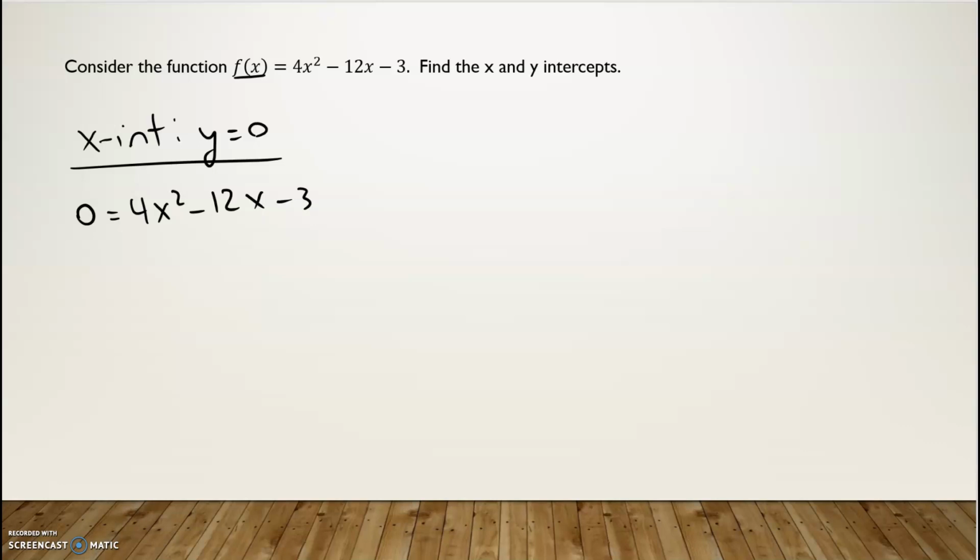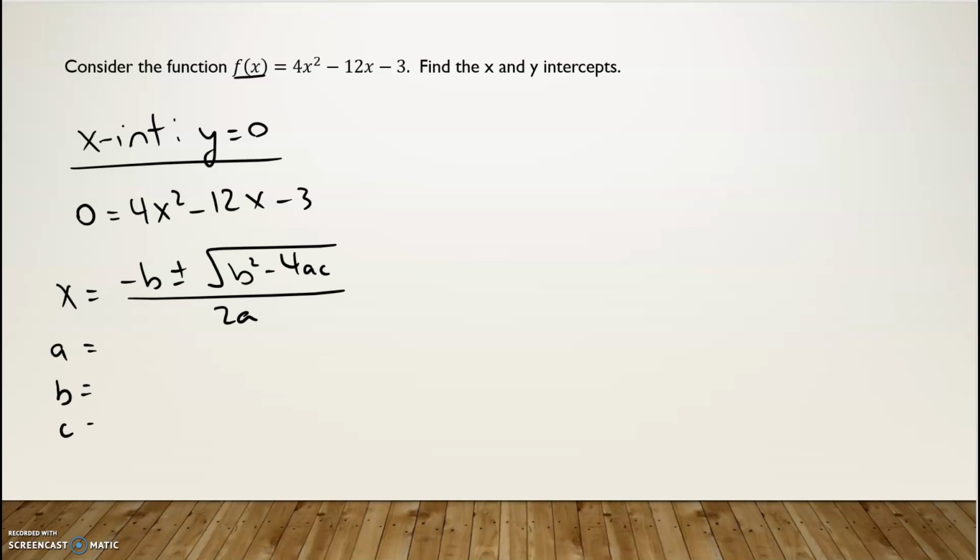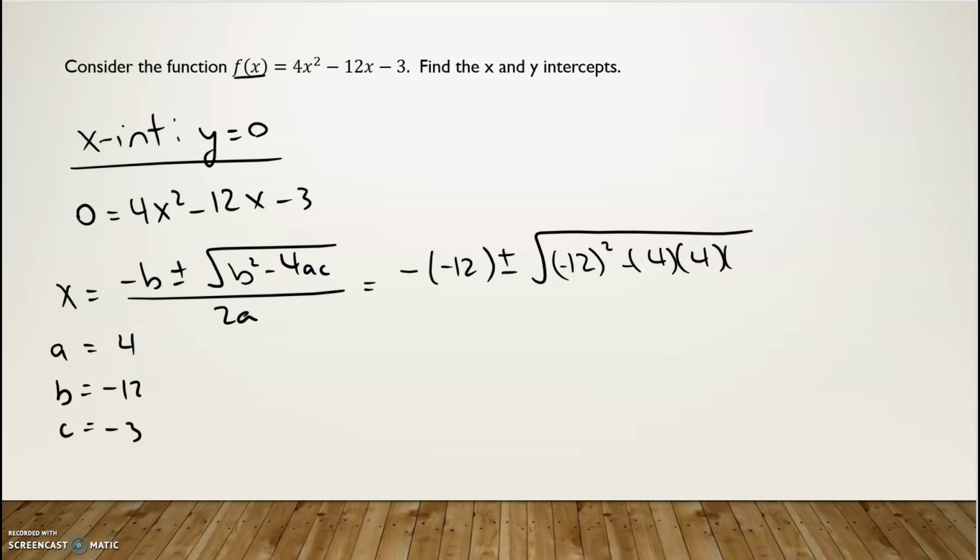Now I can't factor this, so the next thing I would do is put it into the quadratic formula. So x equals -b plus or minus the square root of b squared minus 4ac divided by 2a, where our a, b, and c values are 4, -12, and -3. Okay, so we have 12 plus or minus the square root of -12 squared minus 4 times 4 times -3, all divided by 2 times 4.